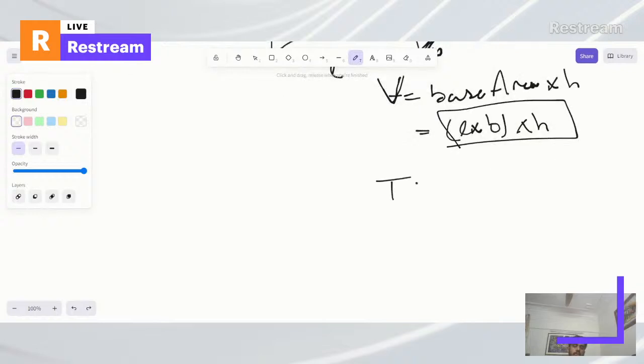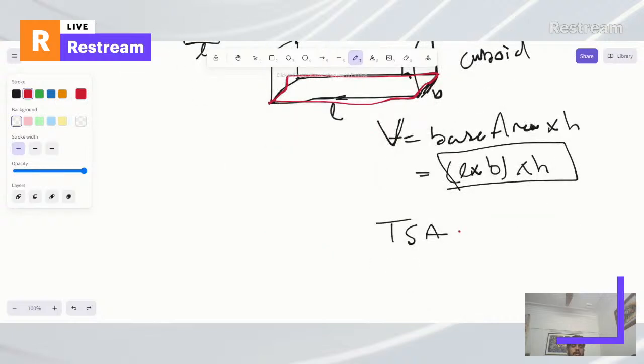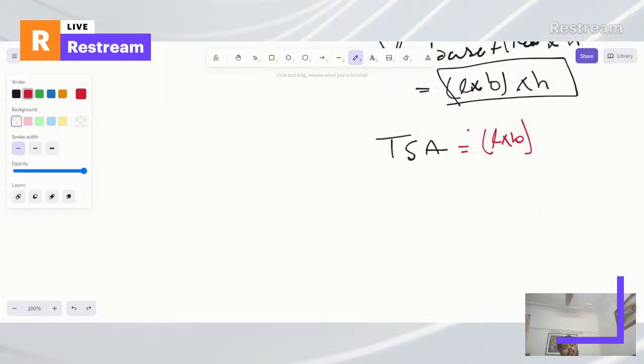But when it comes to total surface area, what are we going to do? See, this surface right here at the base is exactly the same as the top one. How are we going to find the area of this rectangle? By length times breadth. But because it's the same as the top one, we multiply it by 2.